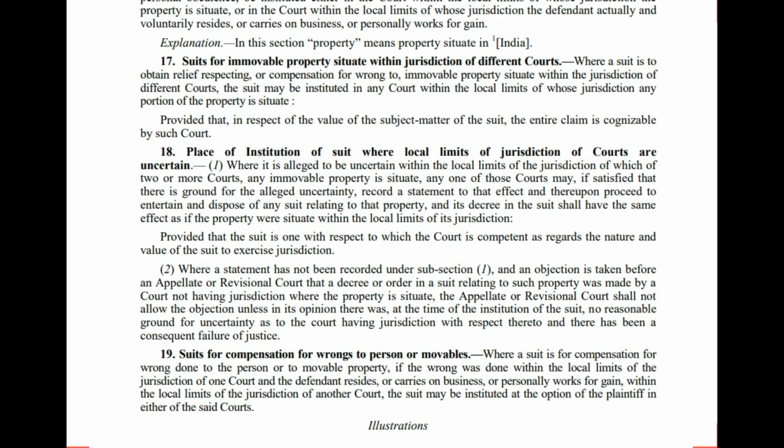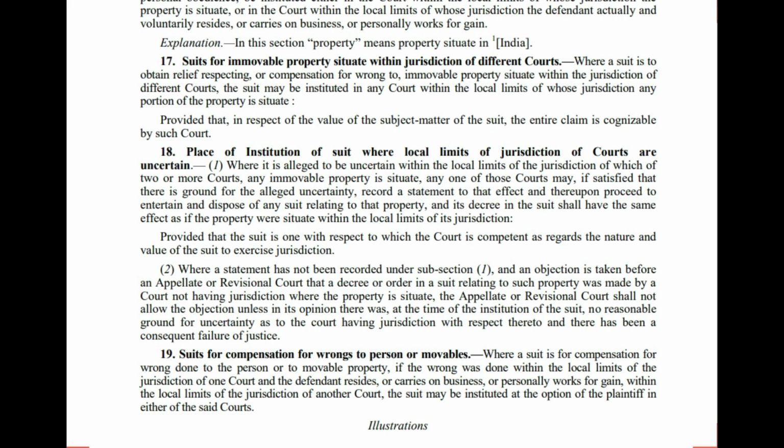And now let us move to 18 subsection 2. Imagine a situation where a person is confused with respect to the jurisdiction, and he goes and files the case in a court which he presumes to have jurisdiction, and there is uncertainty, and the opposite party, that is the defendant, does not raise an objection in the first instance. In that case, can he raise this objection in the appellate or revisional court? The answer is no. The objection with respect to the jurisdiction should be raised in the first instance.